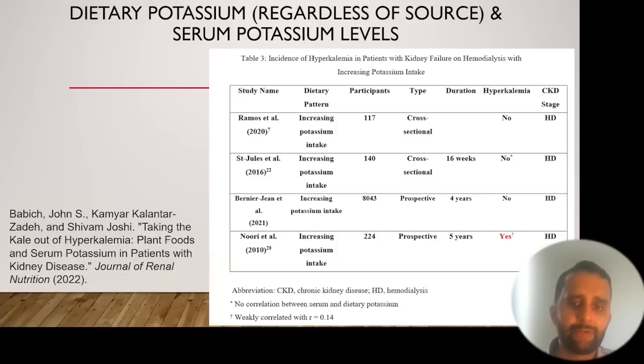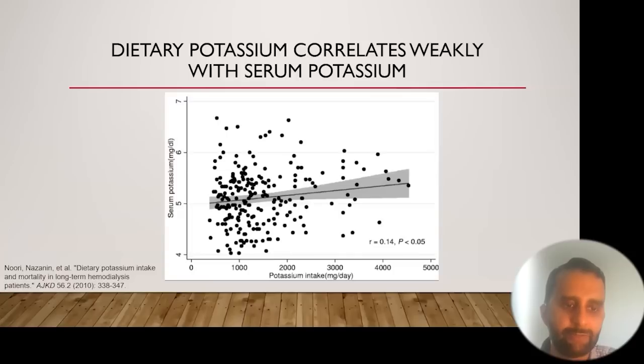And you can even look at just potassium in general. What about just eating potassium from any source? Does this result in an increase in potassium in the blood if you are on dialysis? And there's actually only one study that showed a small association, and this was the Nouri et al. study from 2010. This was a prospective study that lasted 5 years, and this study did show a very weak correlation between dietary potassium and potassium levels in the blood.